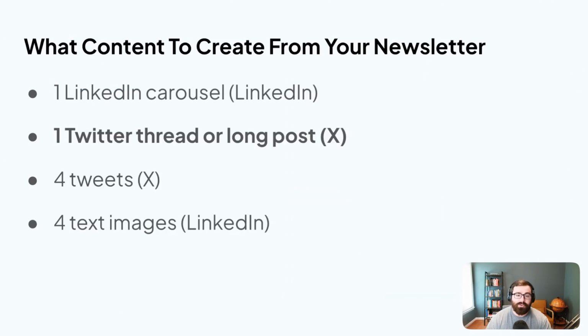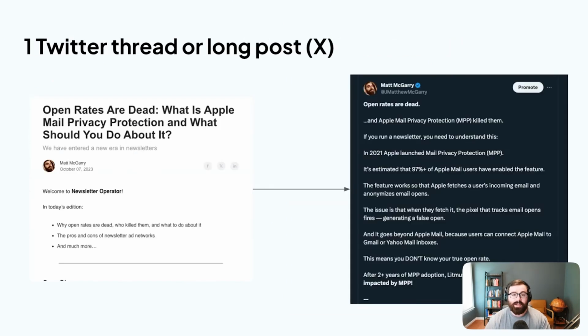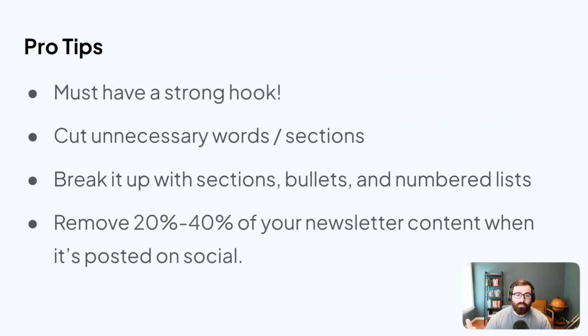I can also do the same with a Twitter thread or a long post. So I take that newsletter I wrote and I convert that into a post on Twitter. It's important that when you repurpose this, you have a really strong hook, which is the first 1 to 2 sentences of that post. You're going to have to cut a lot of unnecessary words or sections and break up your social post with different sections, bullets, and numbered lists. Usually I'm removing about 20 to 40% of my newsletter content when it's posted on social, because it just has to be in a shorter format, and that's okay.